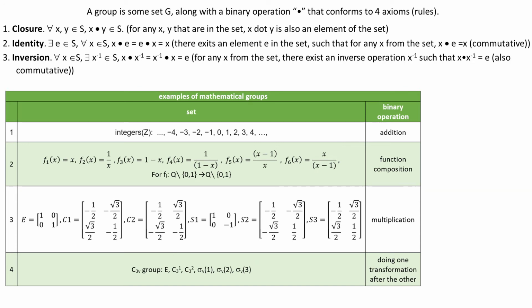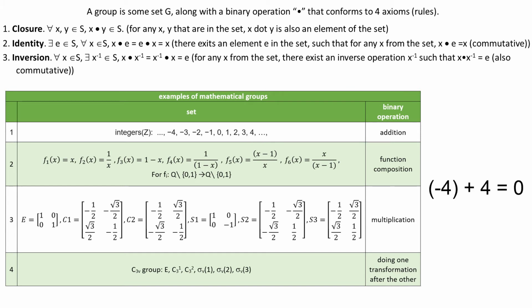Next requirement is the presence of inversion. Every element from the set must have an inverse element which does the exact opposite, such that when we perform the binary operation on these elements, it gives you the identity element. Let's walk through the table once again. So first example with integers. Could you point out an inverse to -4? I'm sure you got it. It's 4, because when we perform the binary operation, -4 plus 4 equals 0.